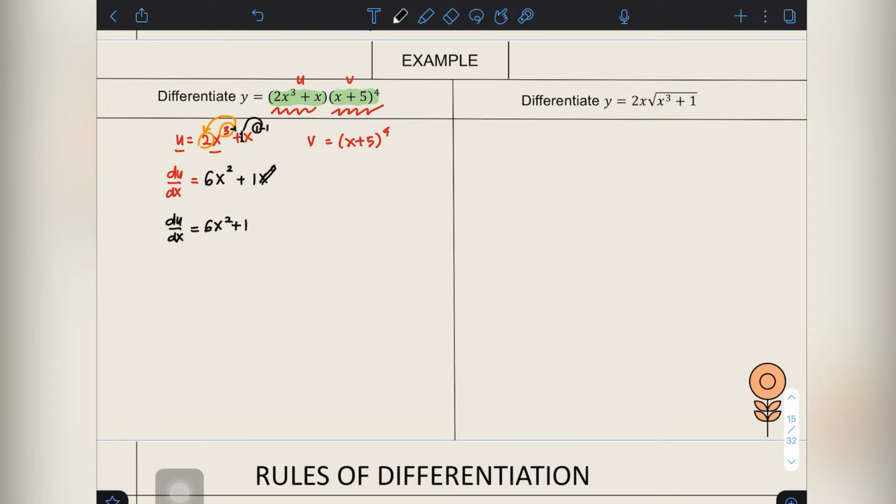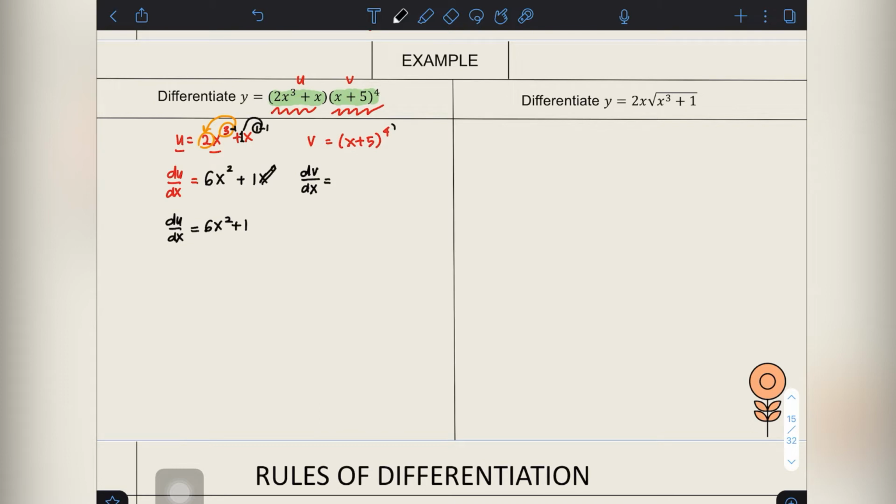Now you are already done with u, you need to proceed with v. And v here is a composite function. Okay, that one that we learned before. This one is the composite function. So how can you differentiate a composite function? We have 3 steps, don't forget. We want to differentiate v in terms of x, so we will get dv/dx.